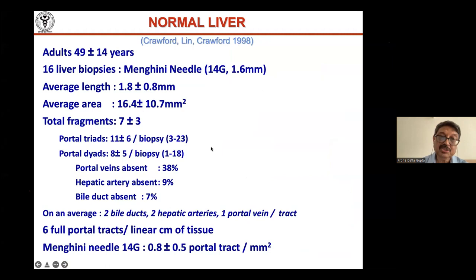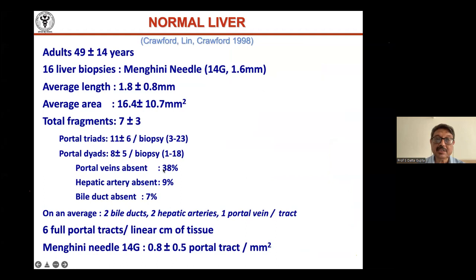Because you see all the three, that is why it's called portal triad. But it's not necessary that in every case you'll see all the three structures in all the portal tracts. You may see one of them absent, usually the portal vein may not be seen.